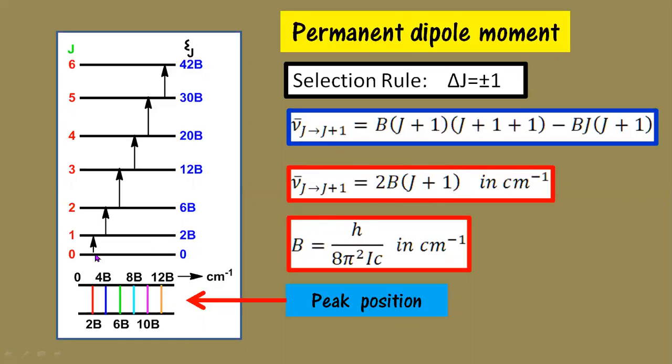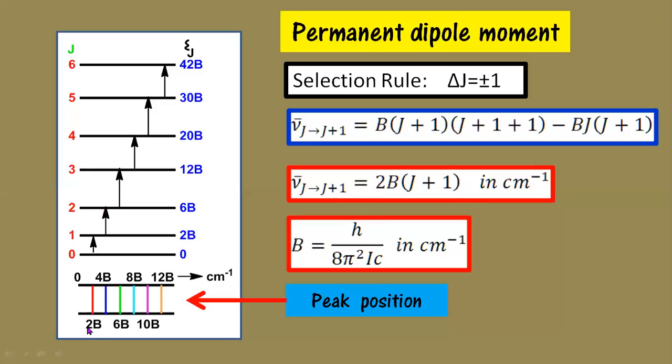If a molecule undergoes a transition from j equal to 0 to j equal to 1, what is the gap? It's very easy to see. It's 2B. So if you put 0 here, you will get 2B. Now, if j equal to 1 to j equal to 2, if you put j equal to 1, 1 plus 1, 2, 2 into 2B, 4B. Also from the figure, it is very clear, 6B minus 2B, it should be 4B. And 12B minus 6B, it should be 6B.